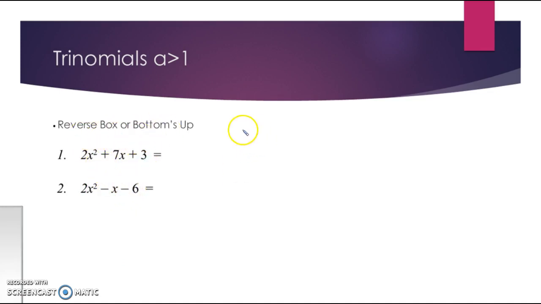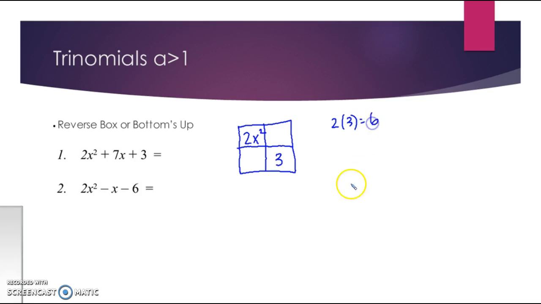So for the first one, we'll do reverse box. I'm going to make my box. Because it's x squared, I'm going to make it 2 by 2. Okay, my first term goes in the first box, and my last term goes in the bottom right, every time. Then I need to multiply a and c. So I need to multiply 2 times 3 to get 6.